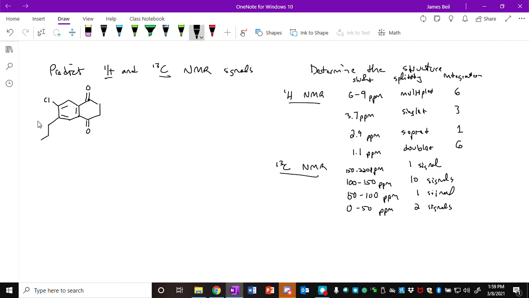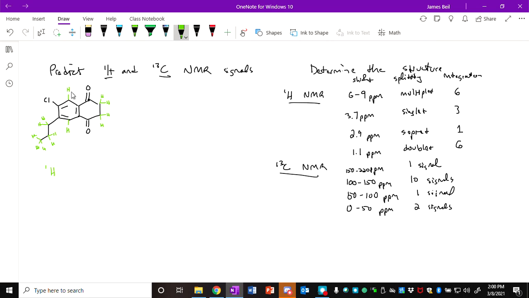So here we've got a structure. In order to predict the proton signals, we would want to start by drawing in all the protons so we don't lose track of any of them. And obviously that's the number that are needed to complete the noble gas configurations for the carbons. So for the proton NMR, how many signals will we have? Well, we have to look for hydrogens that might be equivalent due to symmetry.